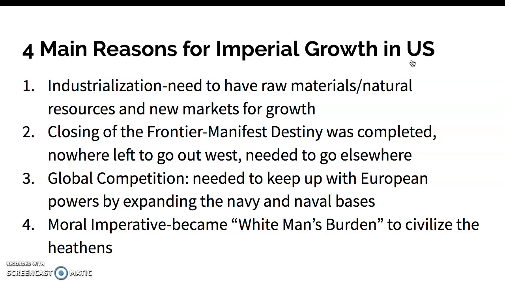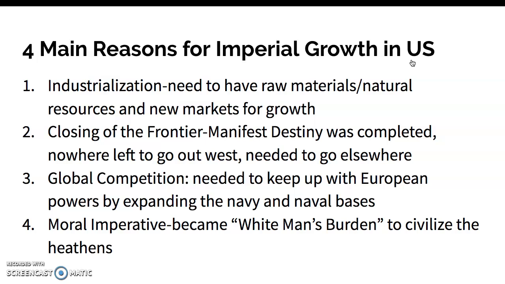Number two, closing of the frontier. We talked about that last unit. The Wild West is not so wild anymore. A lot of people are settling there. Manifest Destiny is completed. We've spread out from sea to shining sea. Now we've got nowhere left to go. We've got to go somewhere else if we're going to make money. If we're going to go somewhere else, we're going to be profitable. That's why we started looking out.